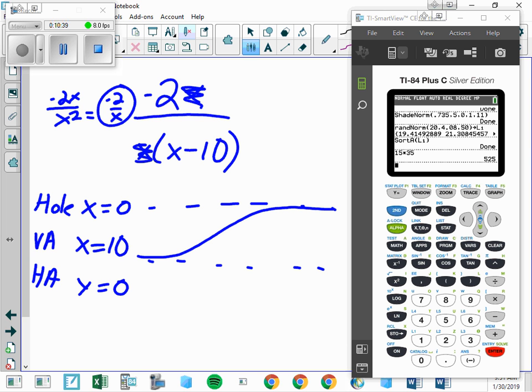D, the domain of the function is everything but 0. That's false. What are my two domain restrictions? 0 and 10. As x approaches infinity, f of x approaches 0. That's true. The graph of the function has a horizontal asymptote at -2. No, it's 0.